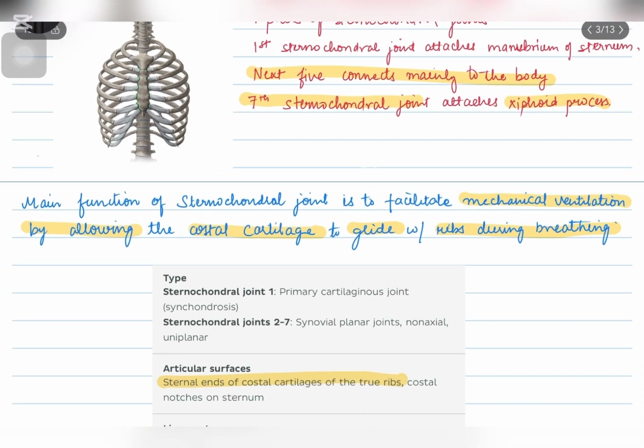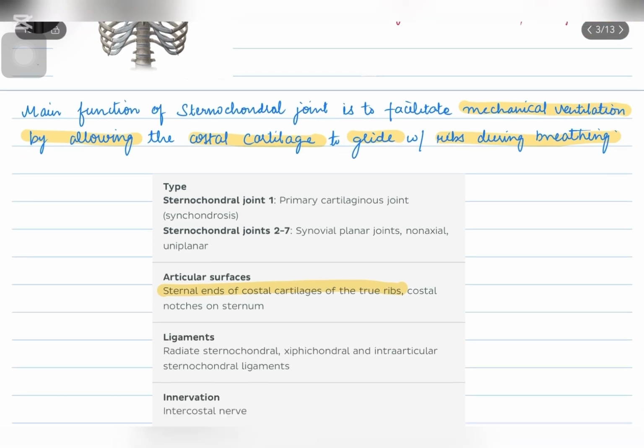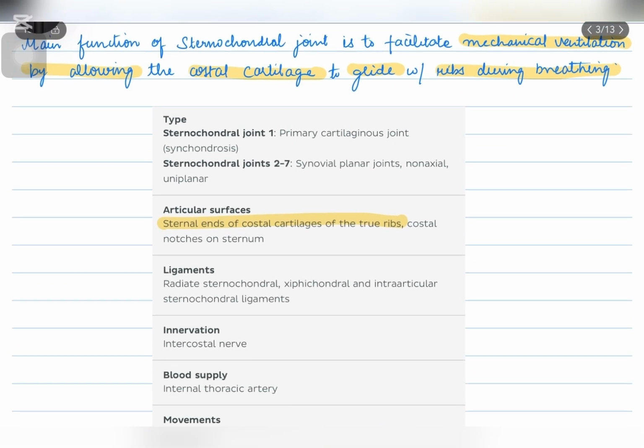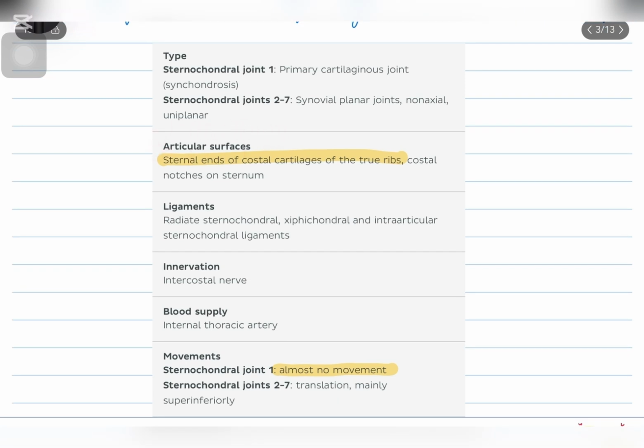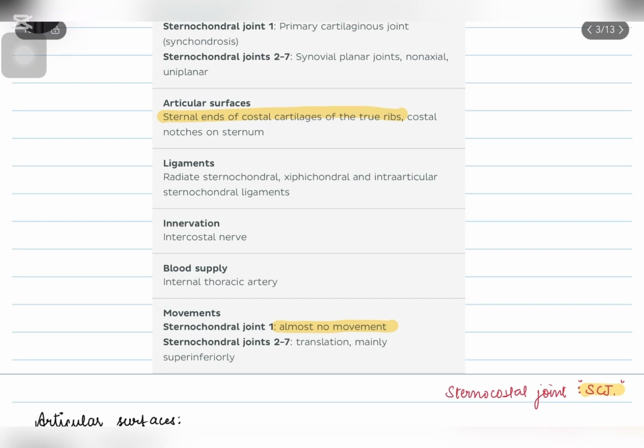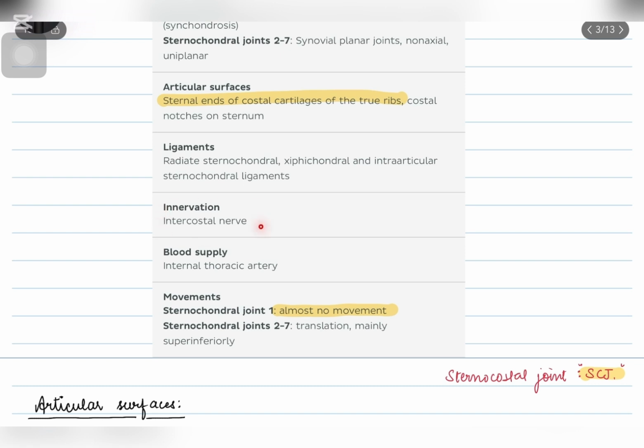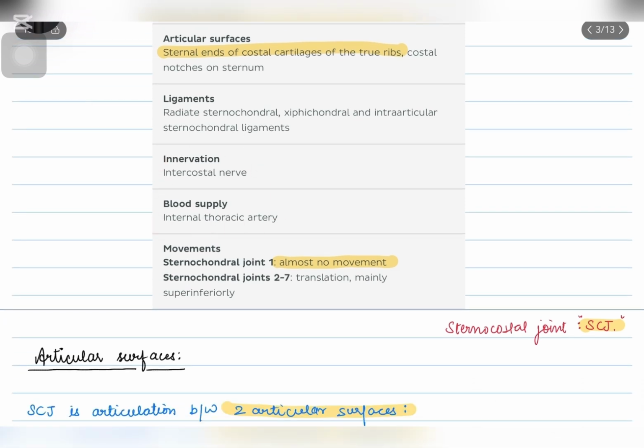The main function of the sternocostal joint is to facilitate mechanical ventilation by allowing the costal cartilage to glide with the ribs during breathing. Now the types: sternocostal joint 1 is a primary cartilaginous joint, also known as synchondrosis. Sternocostal joints 2 to 7 are synovial planar joints, non-axial as well as uniplanar. Articular surfaces include the sternal ends of the costal cartilages of the true ribs and the costal notches on the sternum. Ligaments include the radiate sternochondral, xiphichondral, and intra-articular sternochondral ligaments. Innervation is by the intercostal nerves, and blood supply includes the internal thoracic artery.